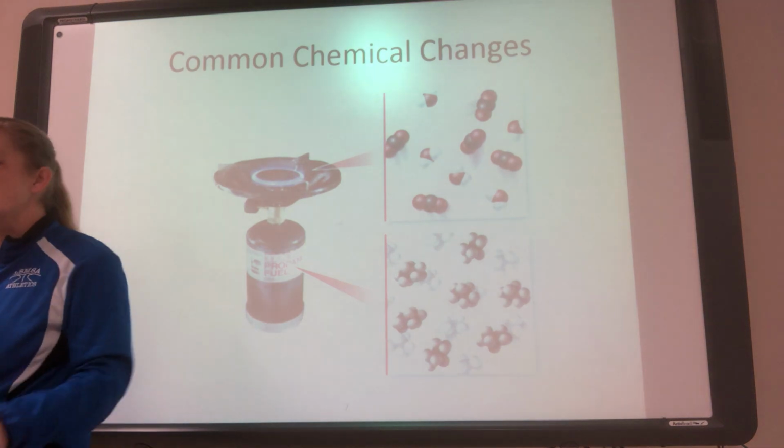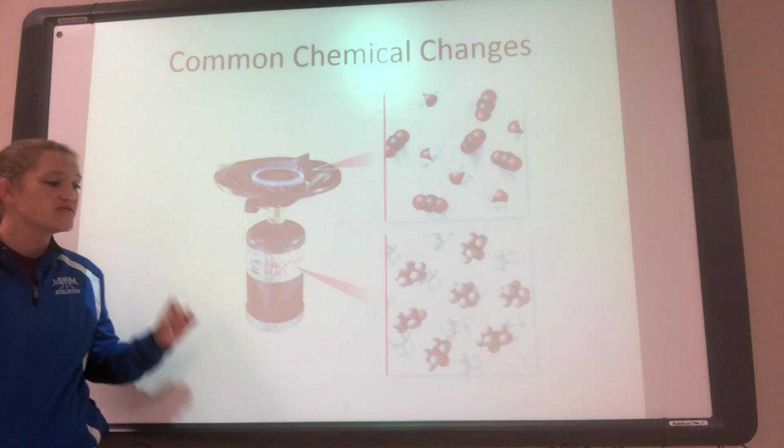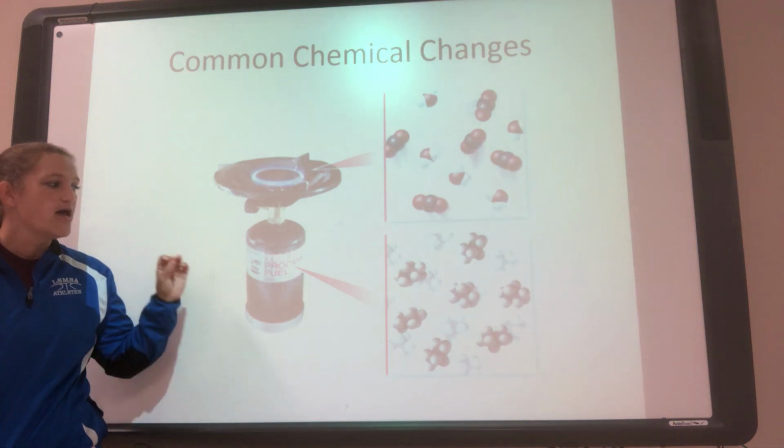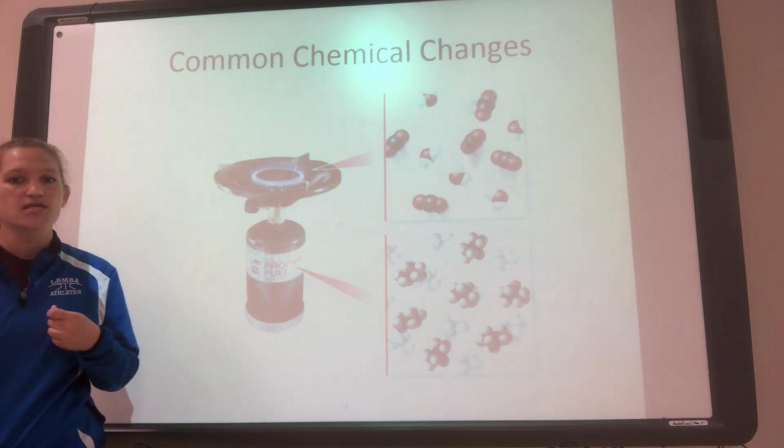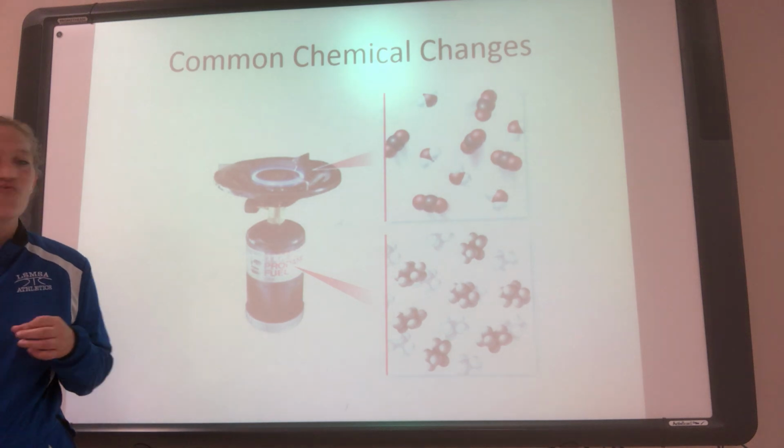All right? So those are all the examples of the difference between a physical and chemical property and a physical and chemical change. All right? So now let's switch gears a little bit, and now let's start talking about chemical reactions.